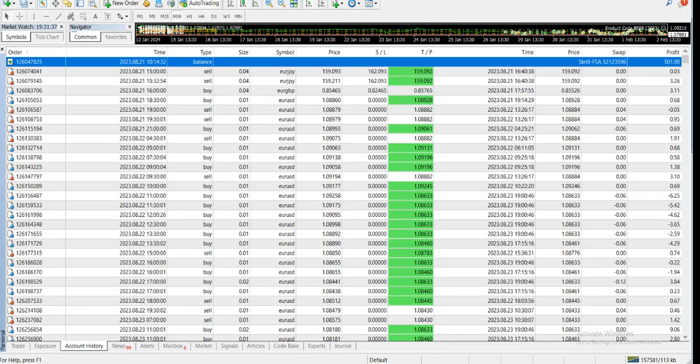Two-way averaging doesn't mean that you are going to open the reverse trade at the same time. But yes, based on the indicators and the strategies that are involved with this expert advisor, if the trade goes against you, then it may open the reverse trade as well. Okay, that all depends on the conditions.